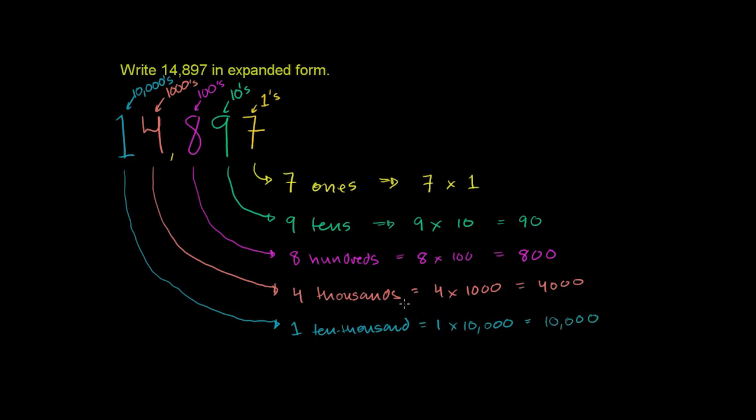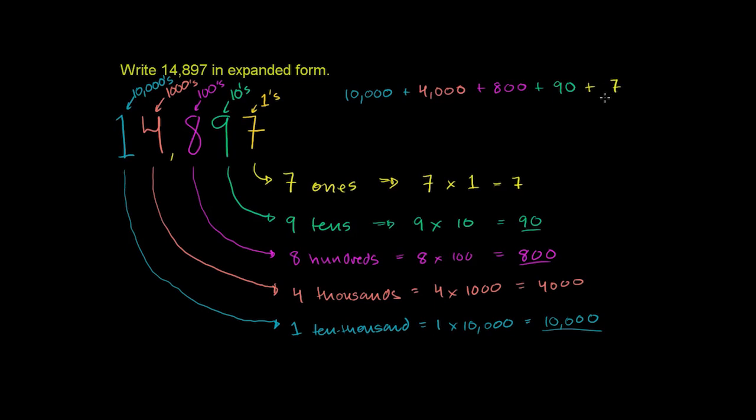So when they ask us to write it in expanded form, we could write 14,897 literally as the sum of its components. This top 7 times 1 is just equal to 7. So 14,897 is the same thing as 10,000 plus 4,000 plus 800 plus 90 plus 7.